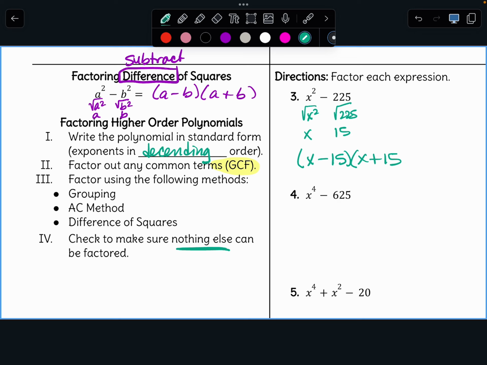Even though this is not a square, it is an even number that I can divide by 2. So I can take the square root of this, and the square root of x to the 4th is x squared. And the square root of 625 is 25. So I have x squared minus 25, x squared plus 25.